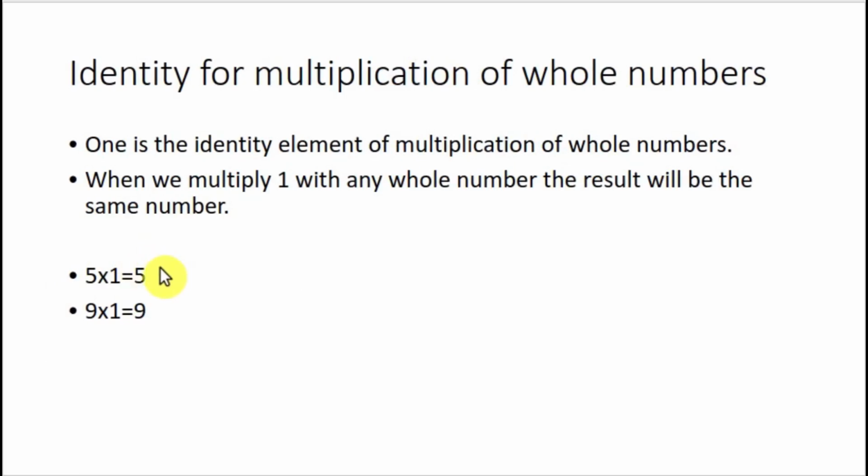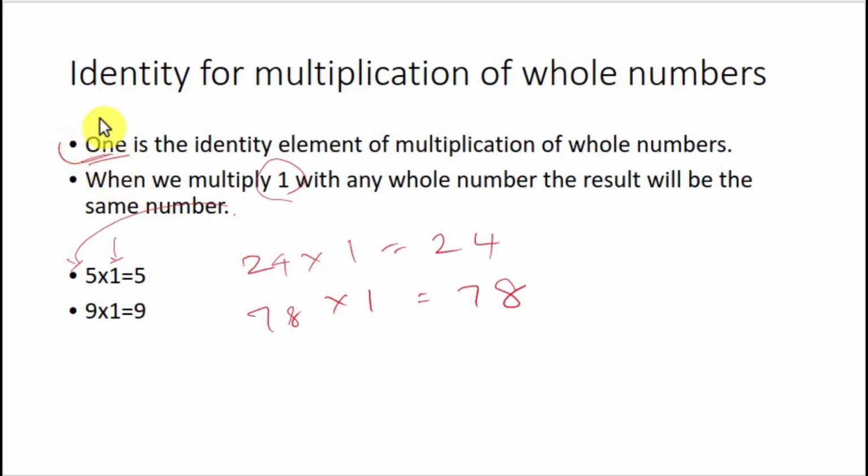Okay, next, coming to identity for multiplication of whole numbers. Here 1 is the identity element of multiplication of whole numbers. When we multiply 1 with any whole number, the result will be the same number. For example, 24 into 1 equals 24. 78 into 1 equals 78. So 1 is the identity element of multiplication of whole numbers.